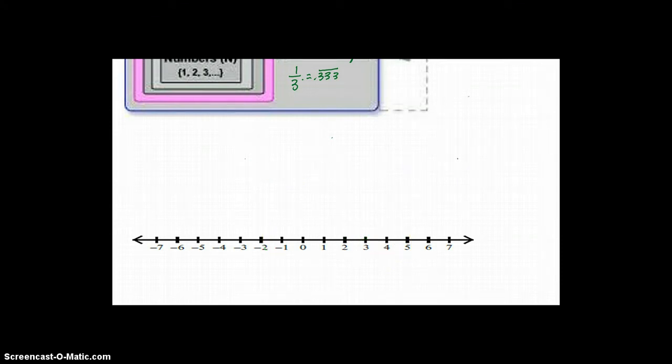Let's do one now with whole numbers. Okay, so let's say whole numbers.